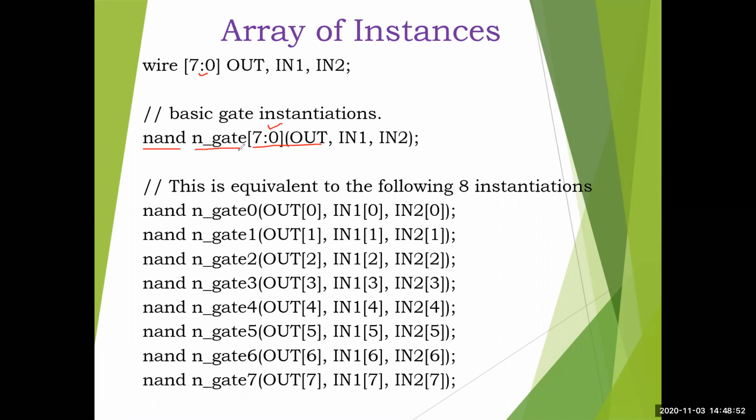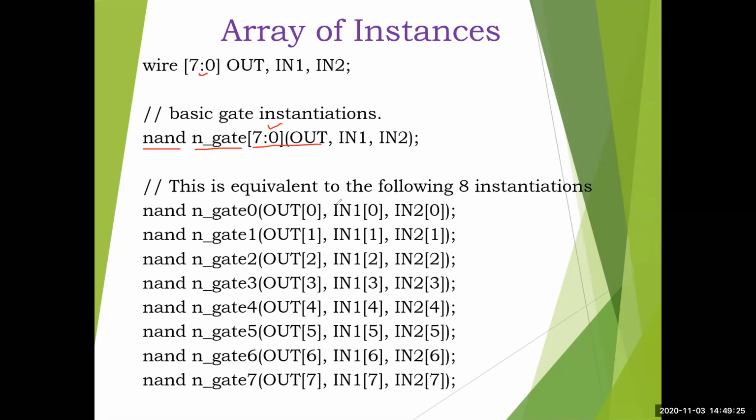If array of instances support is not there in your Verilog, then you need to write 8 lines: n gate 0, n gate 1, n gate 2. This is only for instances. Here also out 0, in1 0, in2 0, like that. Otherwise, what would you have written? Out 1, in1 1, in2 1, like that. Out 2, in1 2, in2 2, like that. Some names you have to give, different names for all the inputs and outputs.